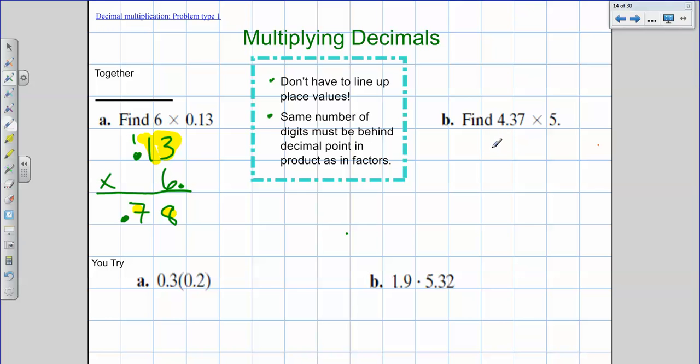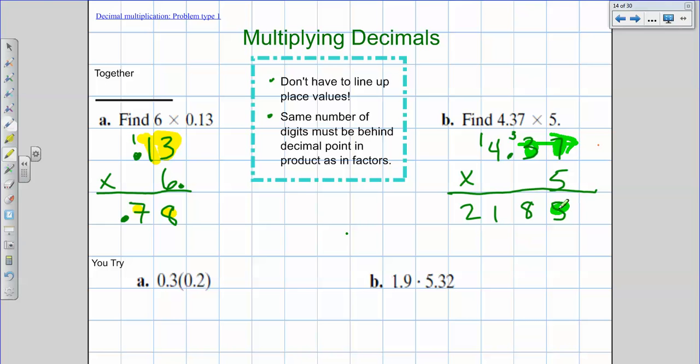Alright, in this problem I have 4 and 37 hundredths, multiplying that by 5. Again, the number with the least amount of digits I put on the bottom. So I'm going to have 35, 18, 15, it's going to be an 8, carry my 1, that's going to be 21. And again, I'm going to count how many decimal places are behind my decimal point. So I've got 2, so in my final answer I should have 2.